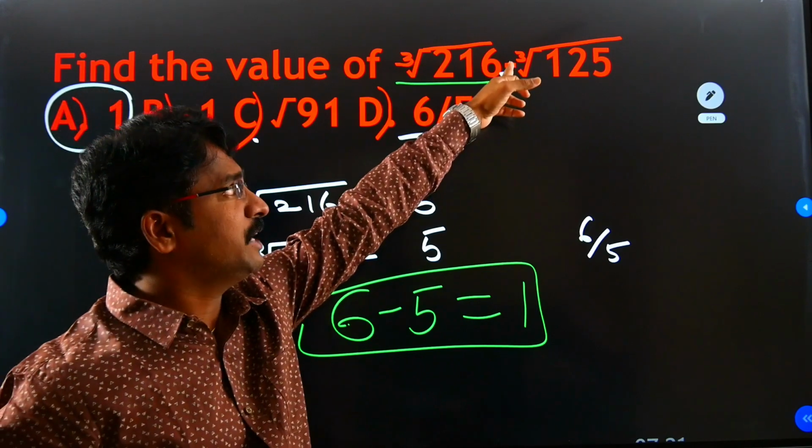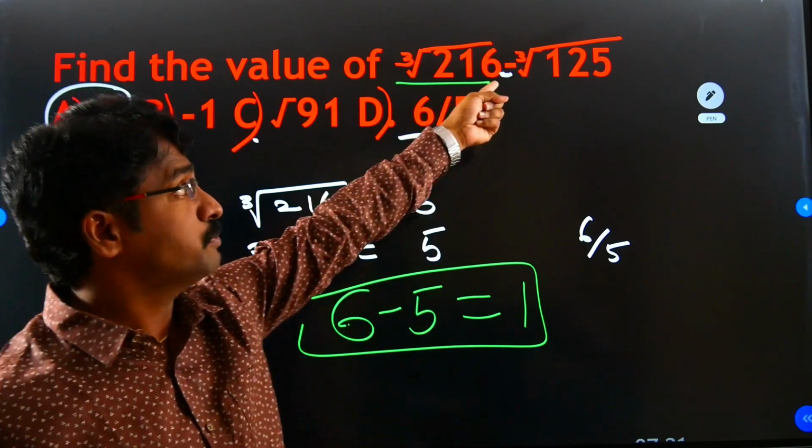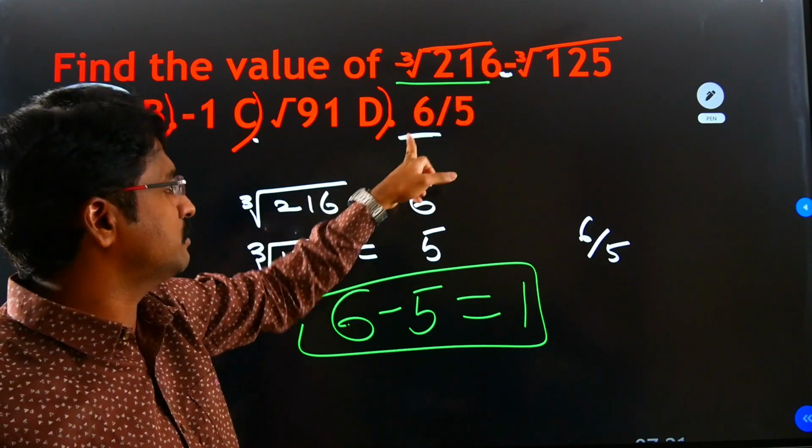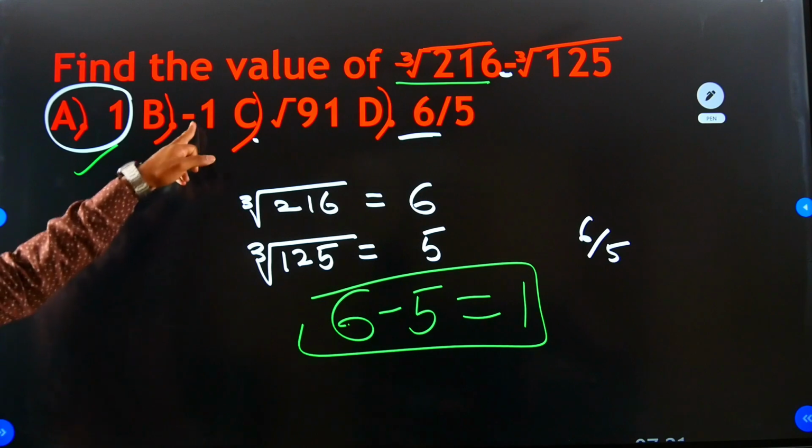So if you think that divided by, here the 6 by 5, maybe you can write. So you can observe the symbol also. Symbol means minus. That's why 6 minus 5, which is 1, is the correct answer. So here minus 1 is also there.